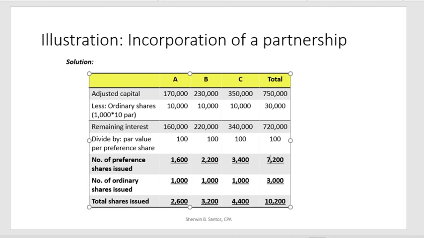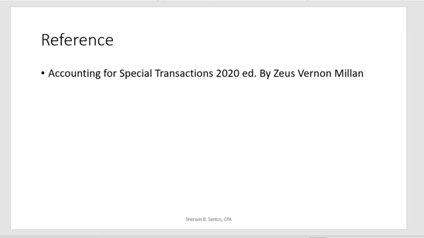So I think that ends the discussion on partnership dissolution. So on our next video, we will be looking at partnership liquidation. So I am using the reference Accounting for Special Transactions by Milan as a reference. You can use the reference while you are looking at this discussion video.